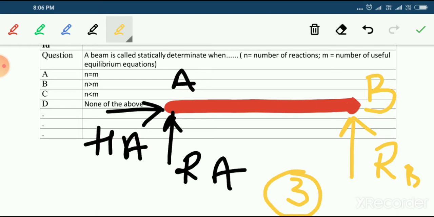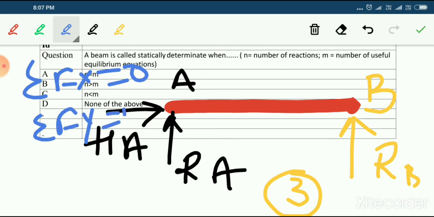What is the number of static equilibrium equations? That is summation of Fx is equal to 0, summation of Fy is equal to 0, and summation of M is equal to 0. For 2D beam, number of static equilibrium equations are 3. If you have 3 equations, you can easily find out 3 unknowns. Get your point what I am telling? From 3 equations you can find 3 unknowns. If you have 4 equations you can find 4 unknowns.